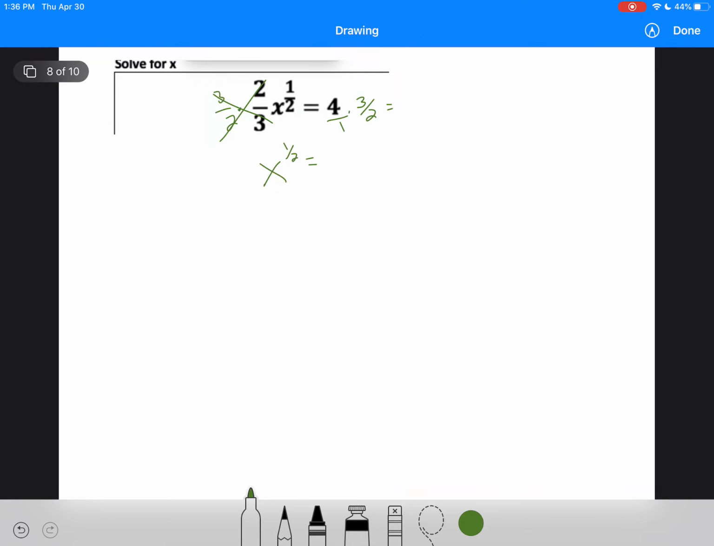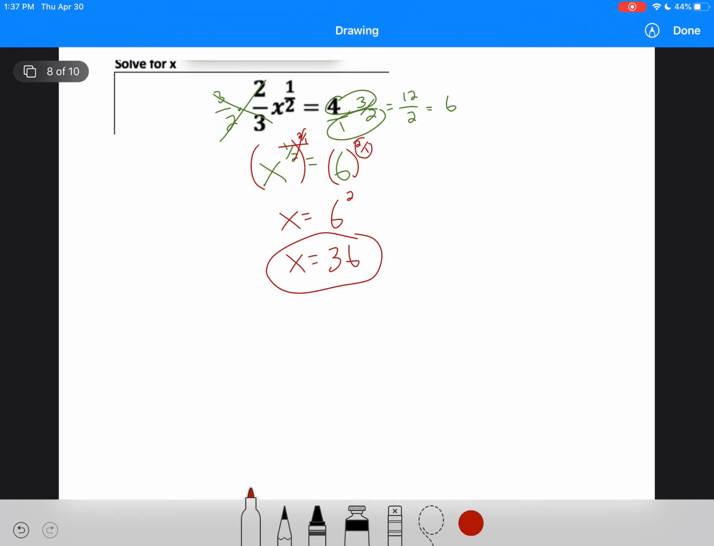So you end up with x to the power 1/2 equals 4 times 3 over 2. This is the same thing as saying 4 over 1 times 3 over 2. When you multiply 3 times 4, it gives you 12. 1 times 2 gives you 2. That will simplify to 6. So that's 6 over there. And then you raise this to the power of 2 over 1 to get rid of that. And you get x equals, so remember this 2 divided by 1 is the same thing as 2. So 6 squared is 36.